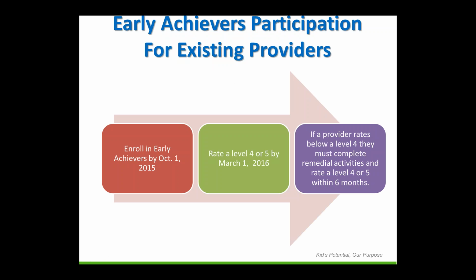So I wanted to go over those with you briefly here. So Early Achievers participation for our existing ECEAP providers is that they must enroll in Early Achievers by October 1st, 2015. And then they need to rate a level 4 or a 5 by March 1st, 2016. So I just want to point out that's for our current existing ECEAP sites. And if a provider or a site rates below that level 4, they must complete some additional activities with the Department of Early Learning and then rate a level 4 or 5 within 6 months after starting those activities.